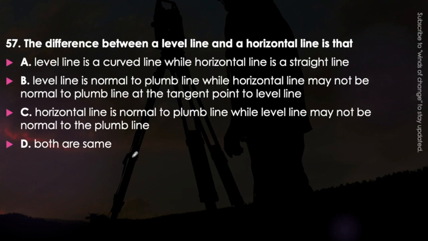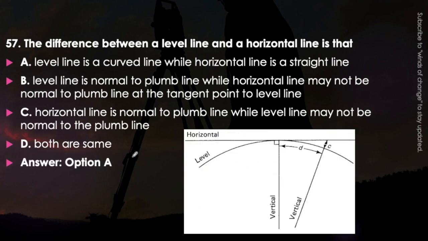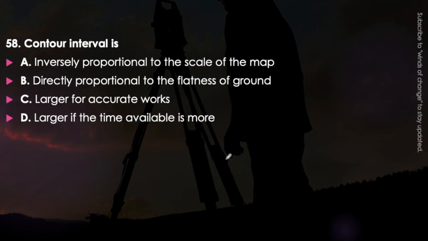What is level line and what is horizontal line? The answer will be option A. Okay, horizontal line will be the tangent line, okay, while the level line will be the curved line. Horizontal line will be straight, level line will be curved. So option A will be the correct answer. Memorize it. Next question. Contour interval is inversely proportional to the scale of the map, directly proportional to the flatness of the ground, larger for accurate works, or larger if time available is more.